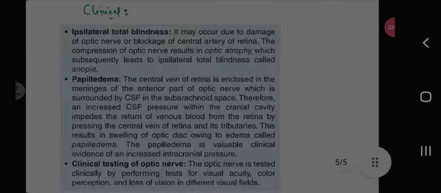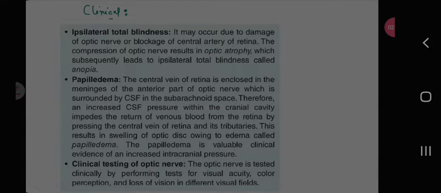Clinical: ipsilateral total blindness. It occurs due to damage of the optic nerve or blockage of the central artery of the retina. The compression of the optic nerve results in optic atrophy, which subsequently leads to ipsilateral total blindness called anopia.